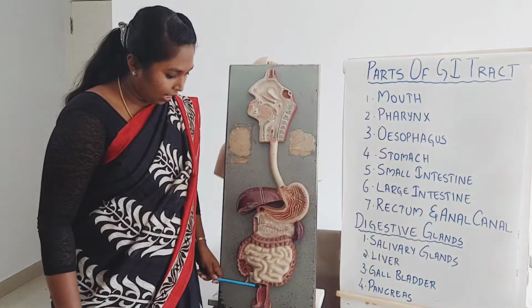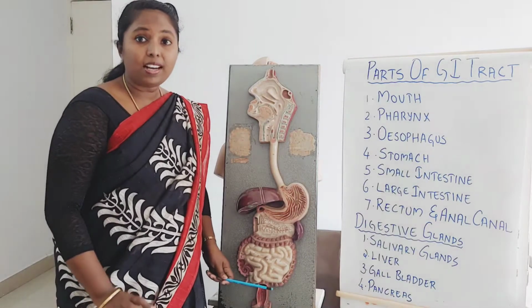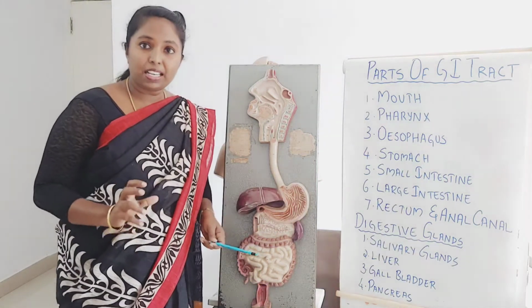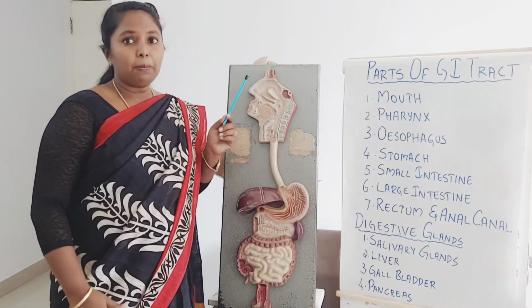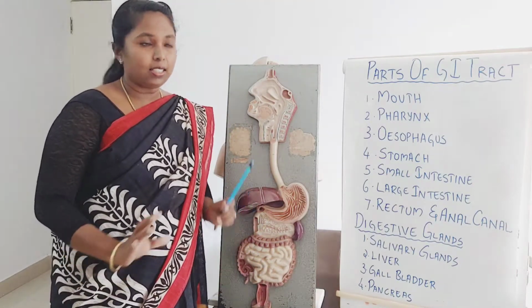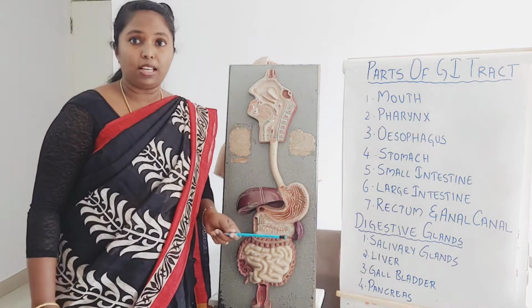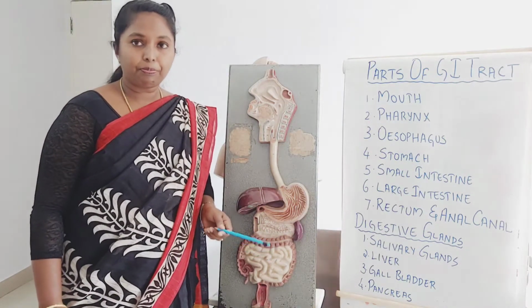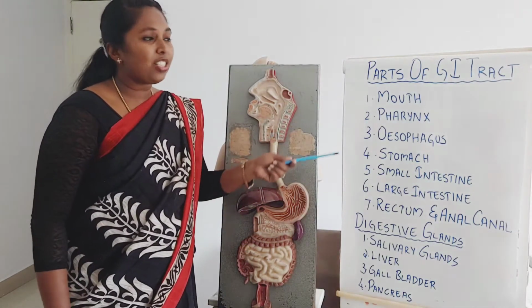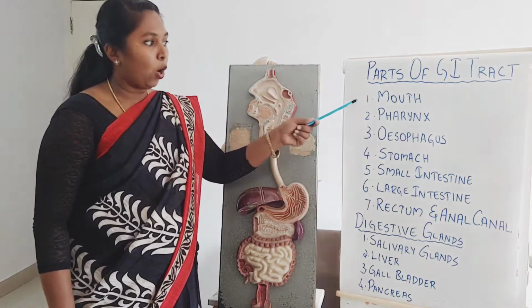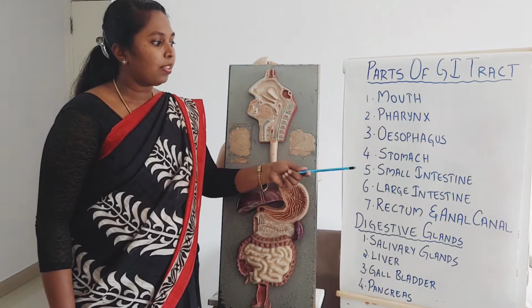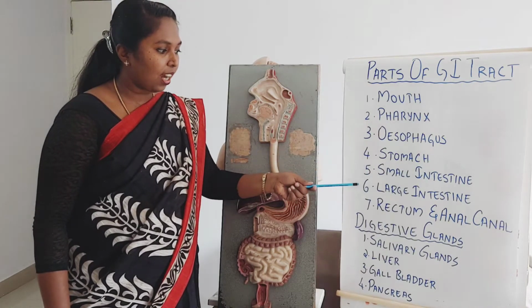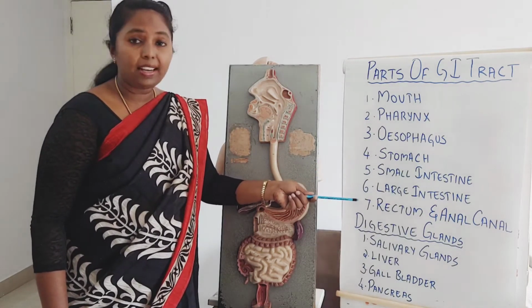There is an anal canal as well as a rectum. In the rectum, the waste products are temporarily stored, and when you go to the restroom, they move out. So these are the organs of the GI tract: mouth, pharynx, esophagus, stomach, small intestine, large intestine, and lastly the rectum and anal canal.